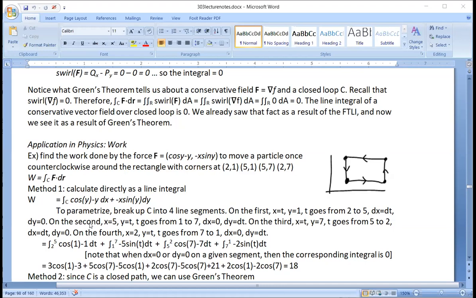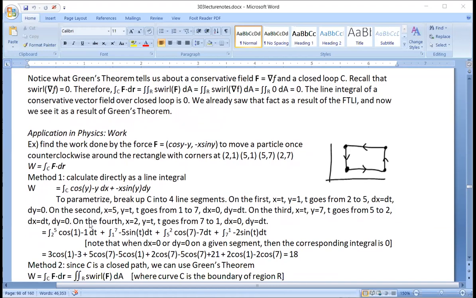So we know that work is the line integral. It's our vector line integral, but since C is a closed path, by Green's theorem, it's just the double integral over the region of swirl of f dA. So now we've got to go ahead and calculate.